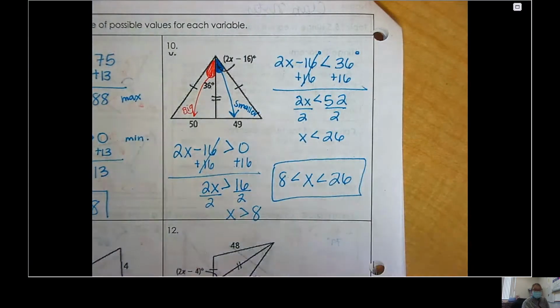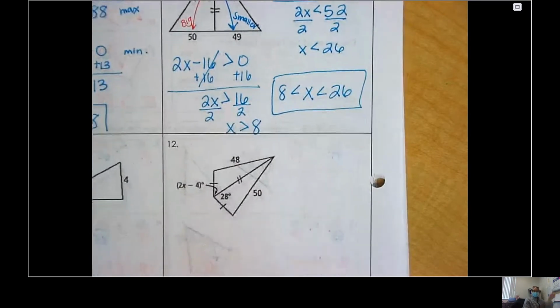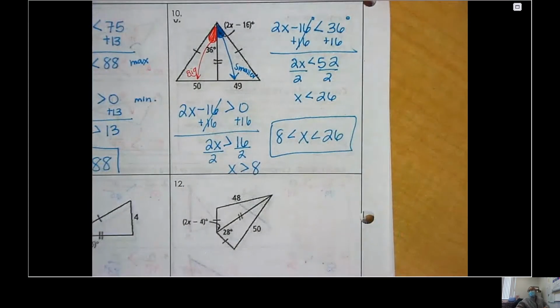What time are we done in here? Okay, perfect. So you're going to try number 12. Give that one a try. We'll see if we get the same answer. So skip 11 for now. Go straight to 12. See what you get.